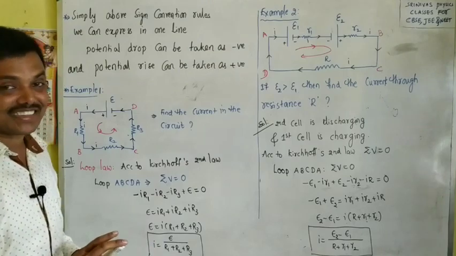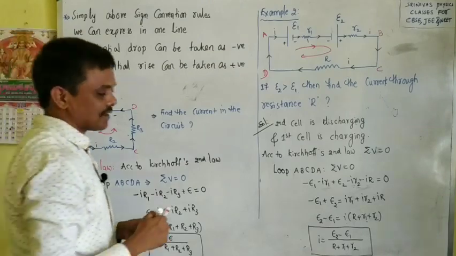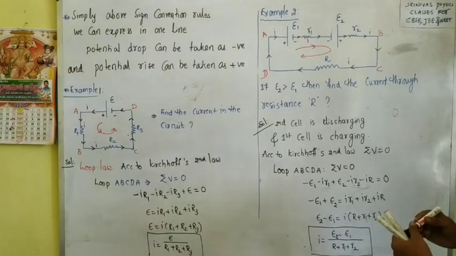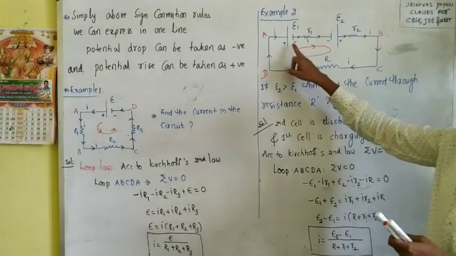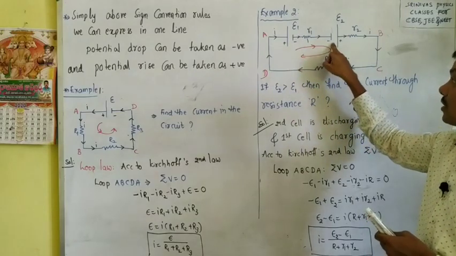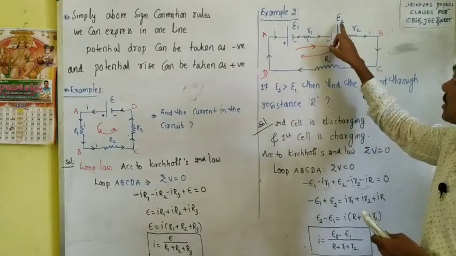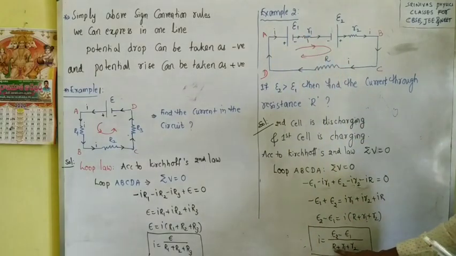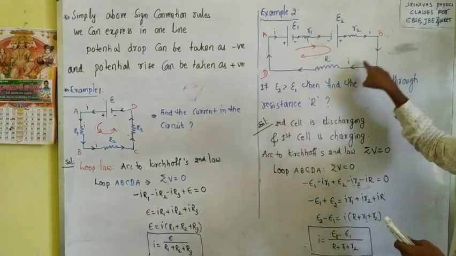And without using Kirchhoff's laws, previously I said one formula: the current is equal to effective EMF by effective resistance. What is the effective EMF? In this, these two appear in series but with wrong connection, negative connected to negative. So the effective EMF is E2 minus E1 in the wrong connection. Effective EMF by effective resistance, this is only one way.